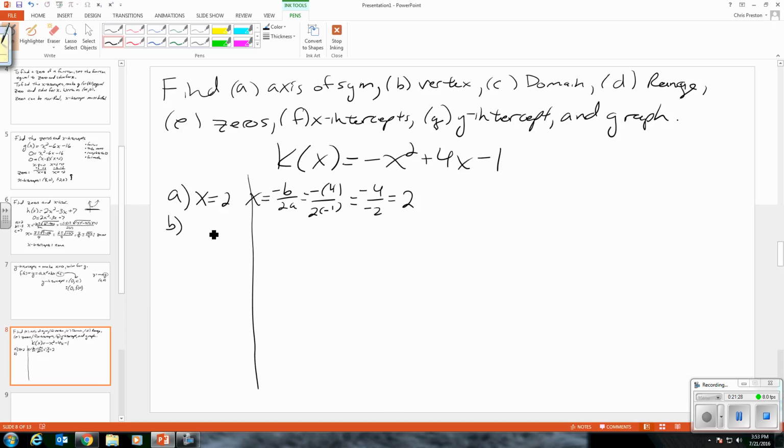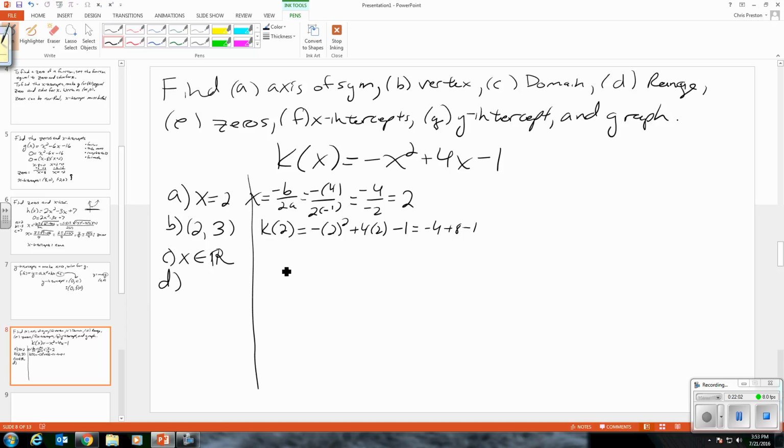So B, the vertex. I know it's going to be 2 comma something. Let's find that something. k of 2 equals negative 2 squared plus 4 times 2 minus 1. Order of operations: you square, then do the negative, so this is negative 4 plus 8 minus 1. So 4 minus 1, 3. Okay. Domain, again, all real numbers.